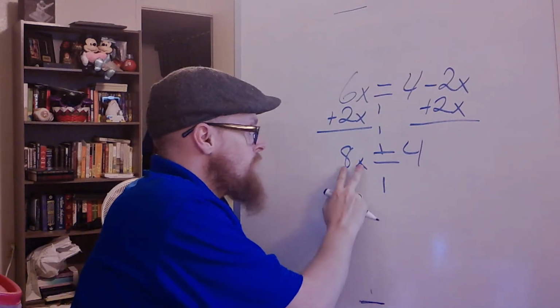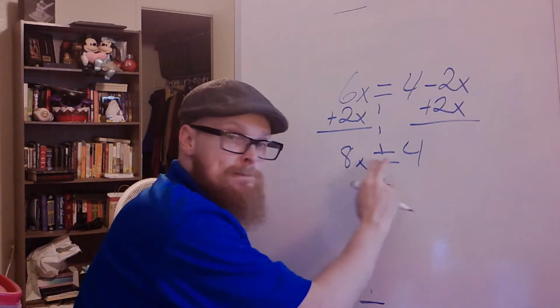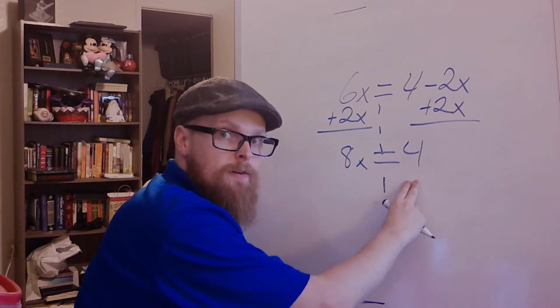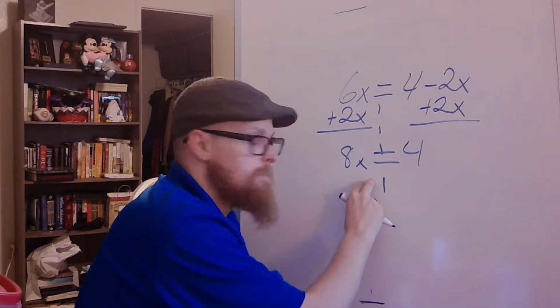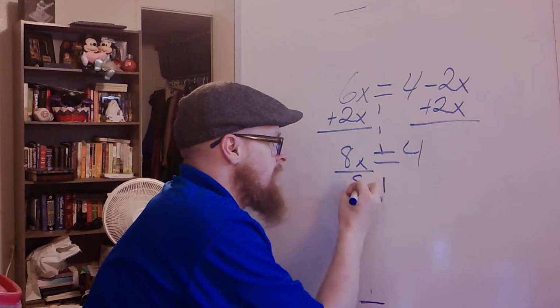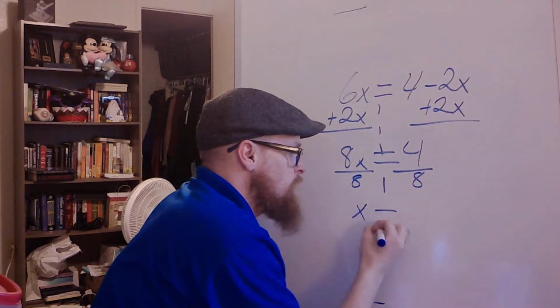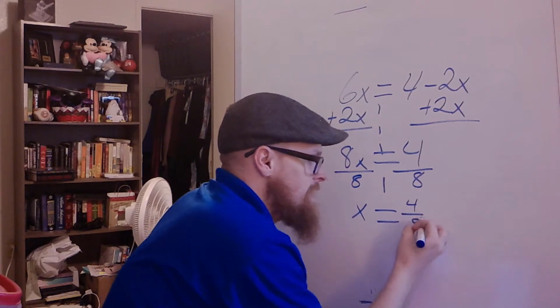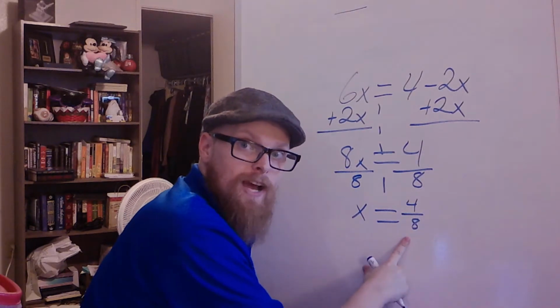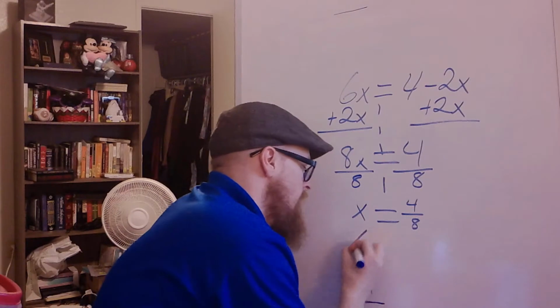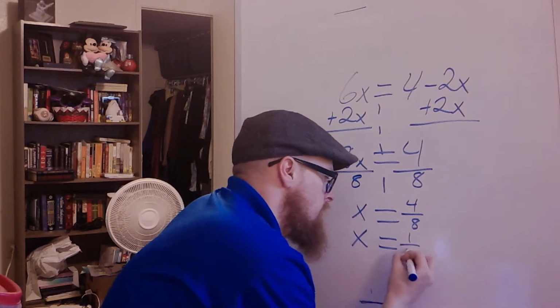All I'm left with now is variables on one side, numbers on the other. So now I'm going to isolate that x from that 8. 8 times x, I'm going to divide by 8. Divide by 8. I'm left with x equals 4 over 8. Simplify your fraction, always. x equals 1/2.